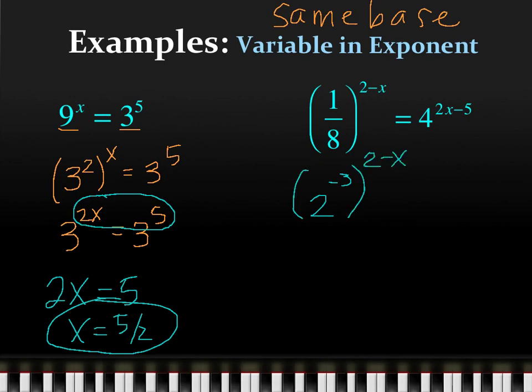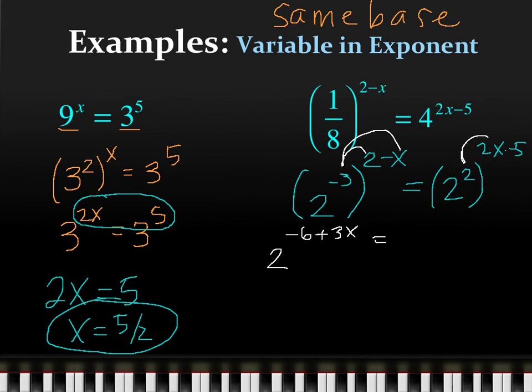We're going to raise that to the 2 minus x just like it is, and then 4 we rewrite as 2 squared, raise that to the 2x minus 5. Our next step will be to combine those. This negative 3 needs to be distributed when we multiply. So this is going to be 2 to the negative 6 plus 3x.